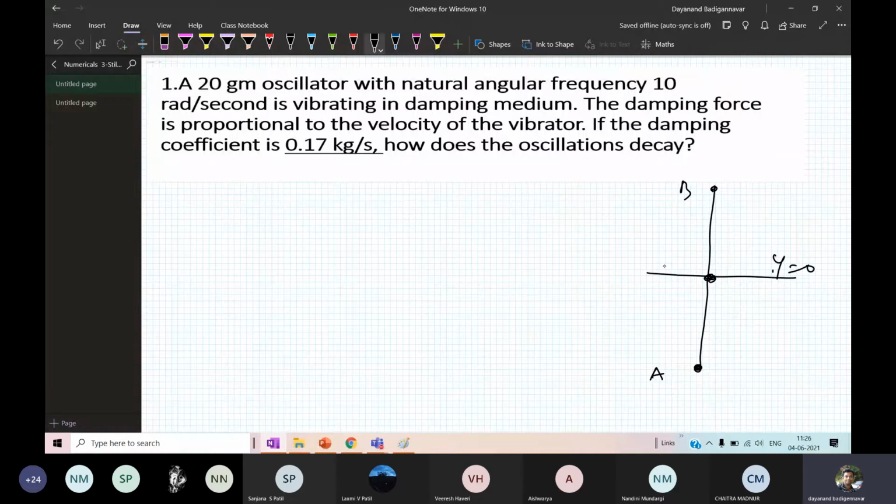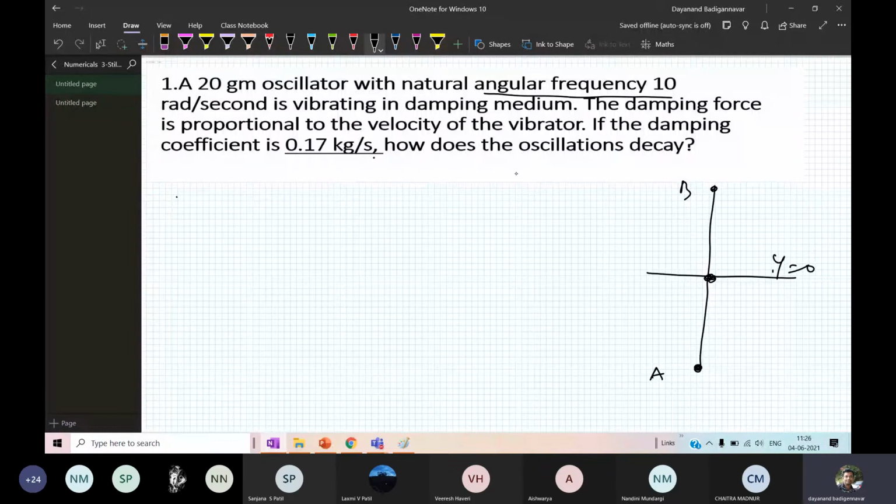Now, what is the angular frequency? It is given as 10 radians per second, so omega is given. It is oscillating at an angular frequency of 10 radians per second. The damping force is proportional to the velocity of the vibrator. If the damping coefficient is 0.17 kg per second, how do the oscillations decay?